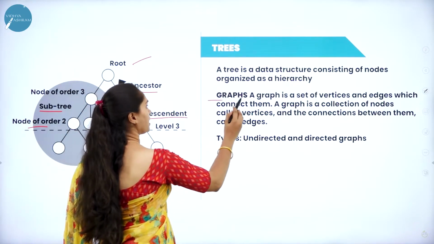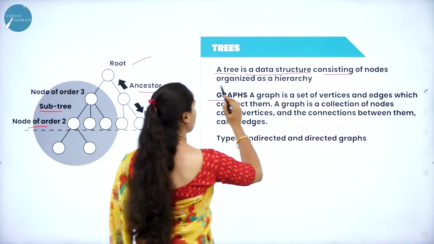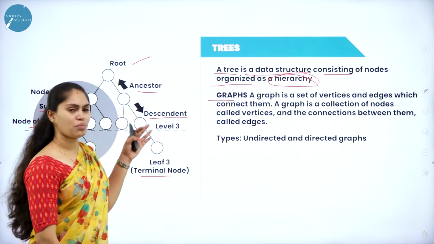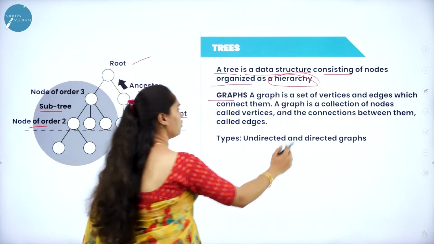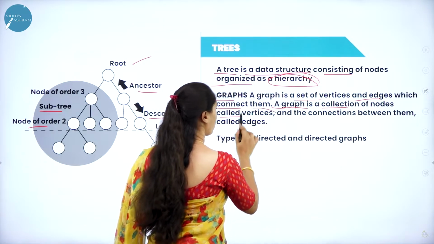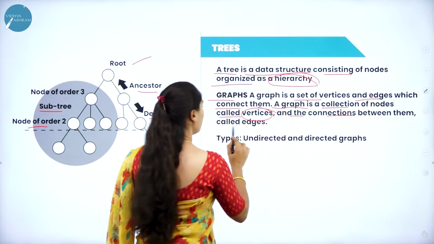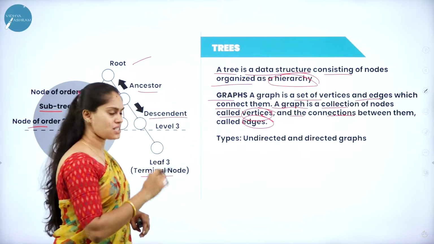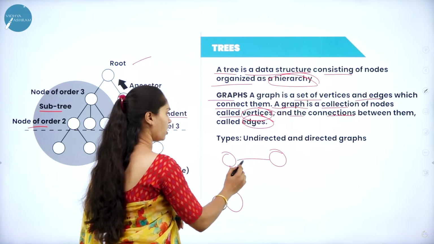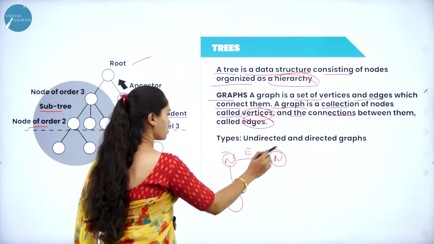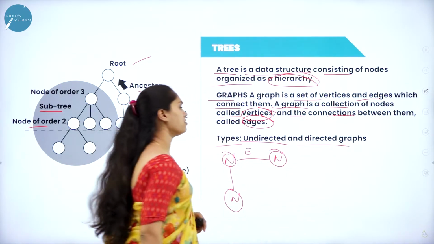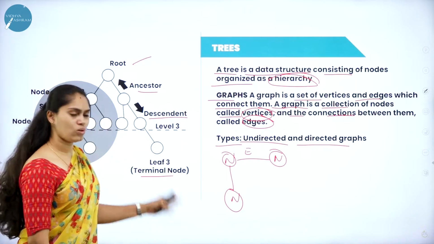When it comes to trees, a tree is a data structure consisting of nodes which is organized as a hierarchy. It will be like a tree structure only. Then what about graphs? A graph is a set of vertices and edges which connect them. A graph is a collection of nodes called vertices, and the connections between them are called edges. The connection between those vertices will be considered as what? Edges. All these are the nodes here. Then what are the types of graphs we have? We have undirected and we have directed graphs. This is the only thing.